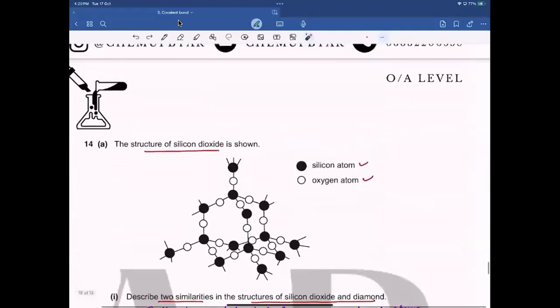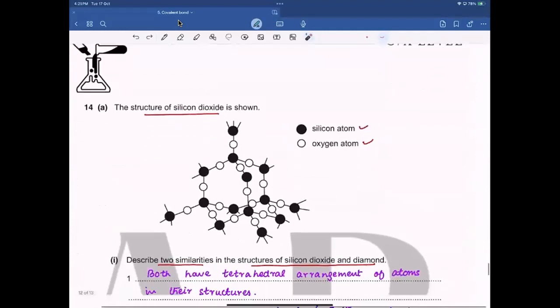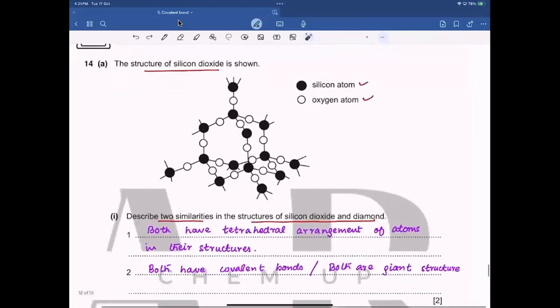Now have a look at this, the structure of silicon dioxide. Describe two similarities in the structure of silicon dioxide and diamond. They are talking about the structure. One is the tetrahedral arrangement that we have seen in the previous class. In diamond, it's the same, tetrahedral. And for the other one, you can write that both have no free electrons, or both have covalent bonds, or both have a giant structure. You can write any two of these. Is this clear?